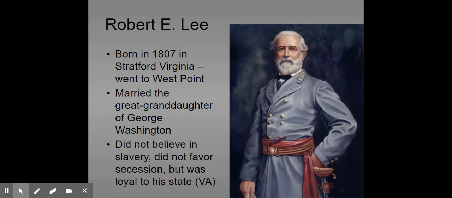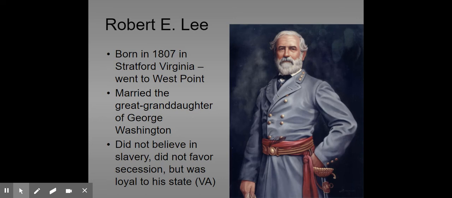So he did not favor slavery. He did not believe in slavery. He did not favor secession, but he was loyal to his state, Virginia. So Lincoln offers him command in the Union Army. Lee says no. After Virginia secedes, I can't fight against my home. So he joins the Confederate Army.